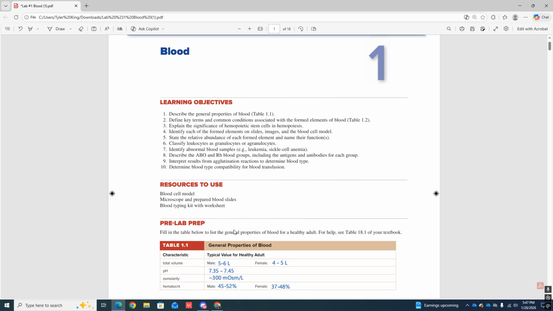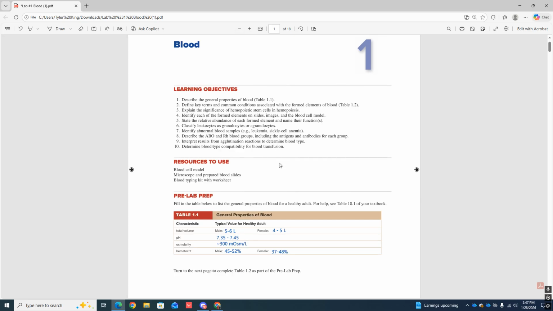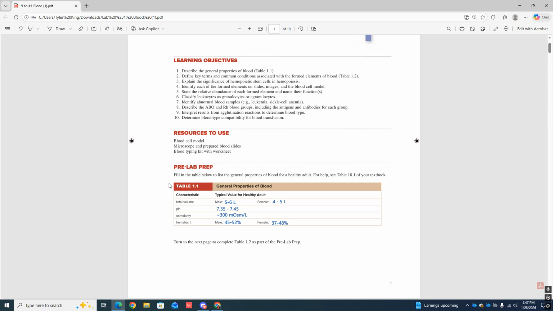As you guys know, we have pre-lab prep every week. This week I was lenient just because it was the first lab, so I filled it out for you. I did that here for you too. So let me zoom out here. This is our first learning objective, okay?